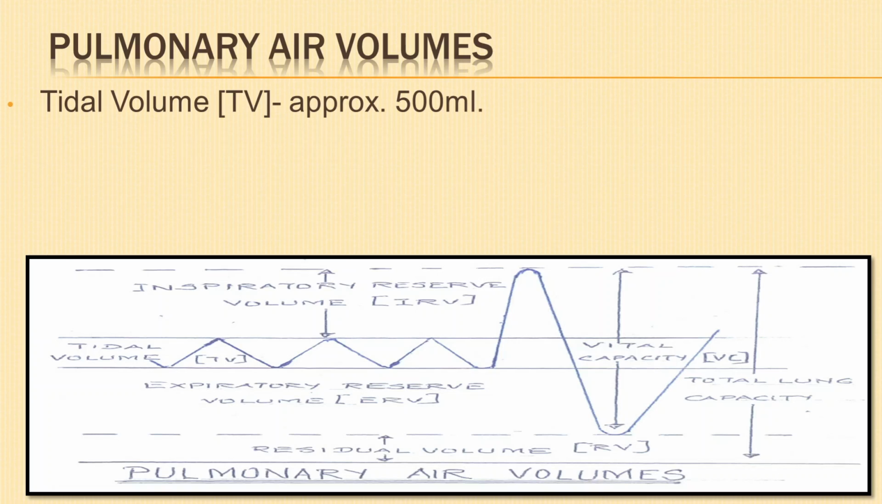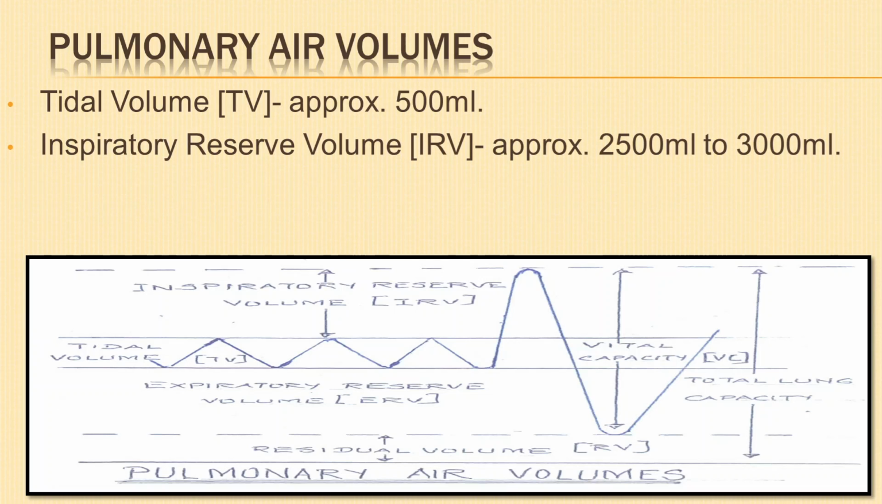Tidal volume: volume of air inspired or expired during a normal respiration. It is approximately 500 ml. Inspiratory reserve volume: the volume of forced inspired air in addition to normal inspired air is called inspiratory reserve volume. This averages 2500 ml to 3000 ml.